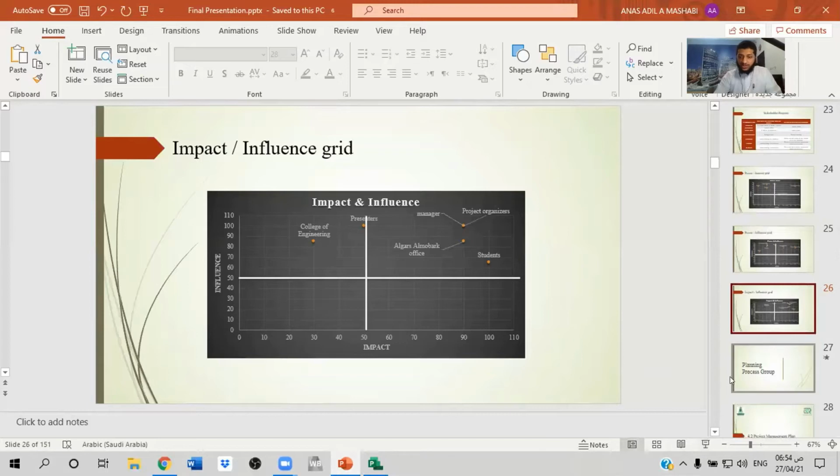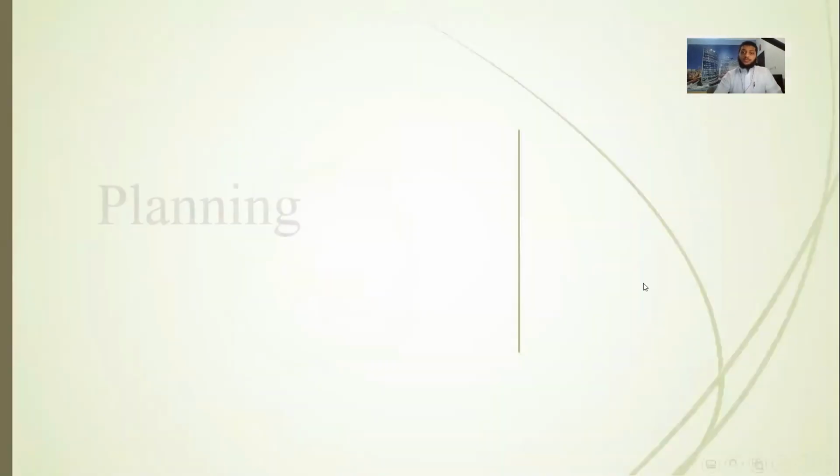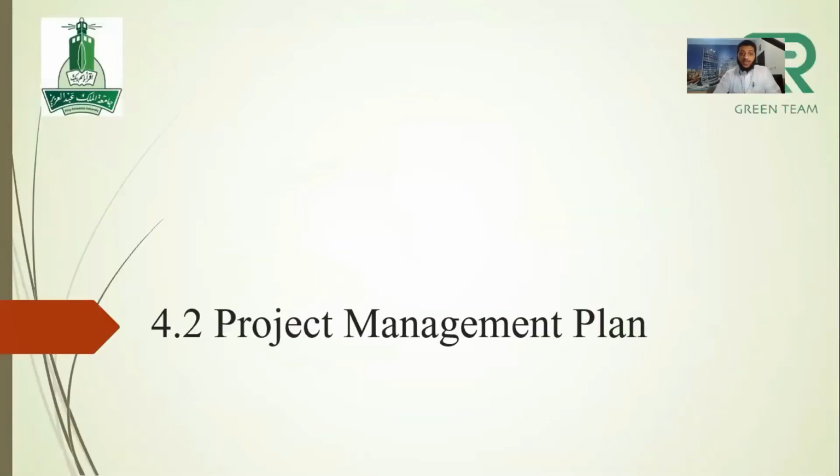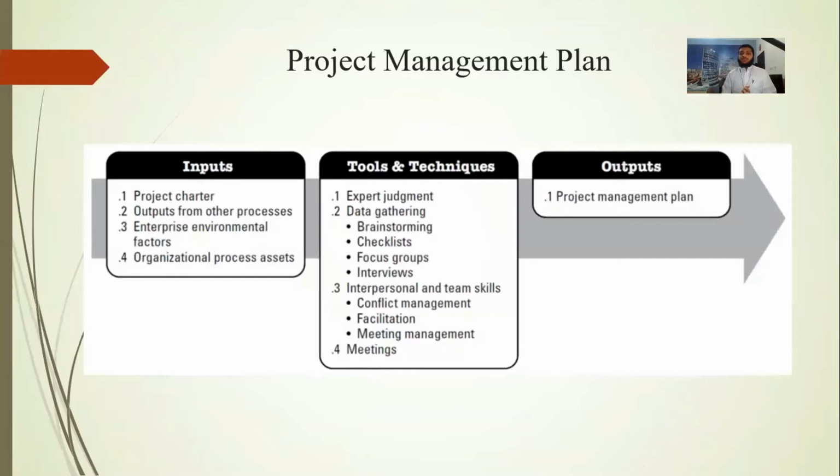Going back to the presentation with the next phase, which is the planning process group and planning phase. The first thing in this phase is the project management plan. The project management plan is called the master plan for the project, and it is very important in each project to be determined. It is the input and output for each process because it contains all the project, you can say that.